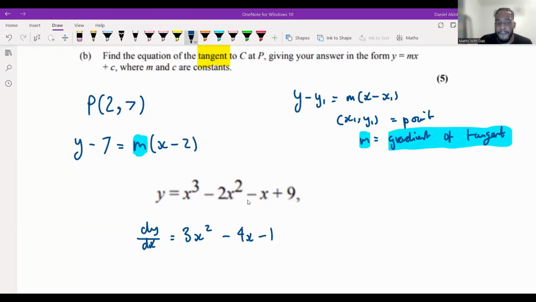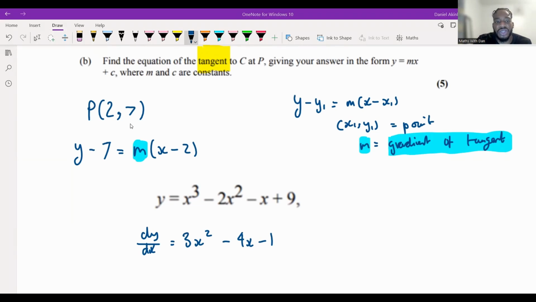Does that make sense, guys? Remember, to find the tangent, normal, if you're looking for the gradient in A-level maths, you have to differentiate. Does that make sense? Yeah? Cool. So now continuing, we need to find the gradient at this point, (2, 7).